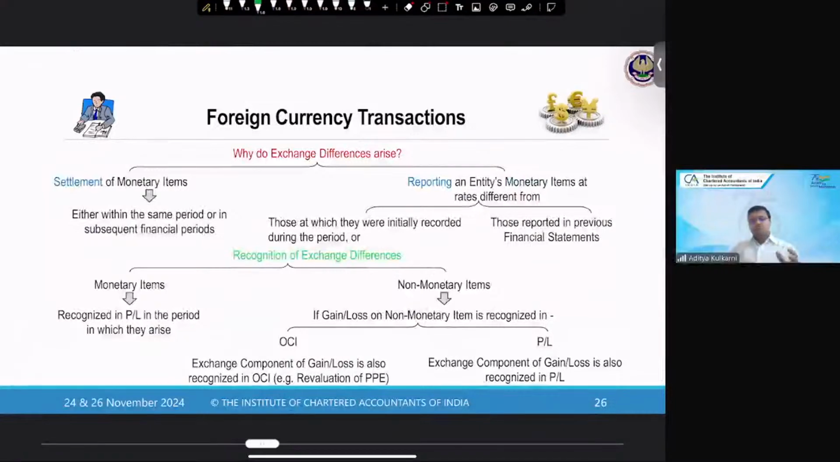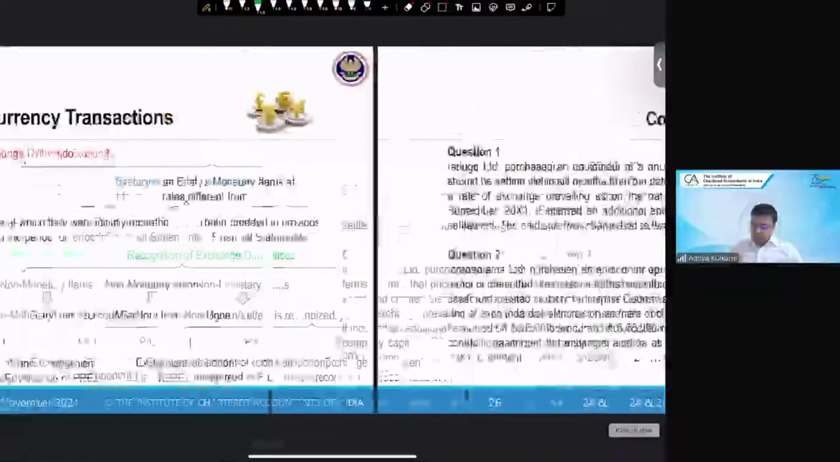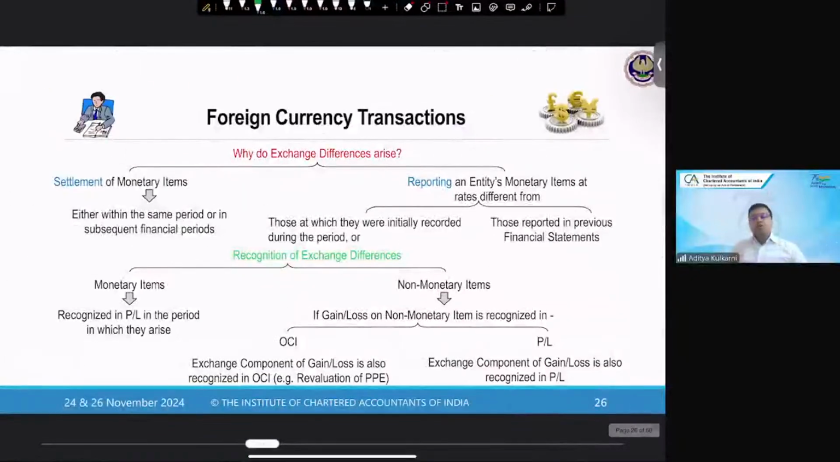Determination of carrying amount is a comparison between two values. Okay. Now, why do you have exchange rate differences? One is on account of settlement of monetary items. You buy goods in foreign currency and you pay for them subsequently. The rates could be different. You could either pay them in the same period or in subsequent financial periods. Whenever you do, there will be a foreign currency fluctuation.